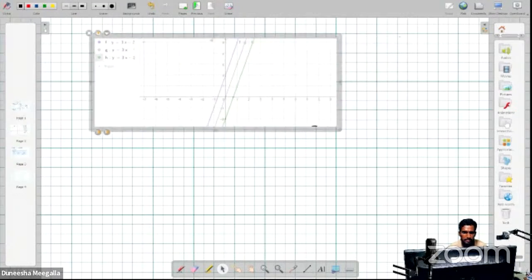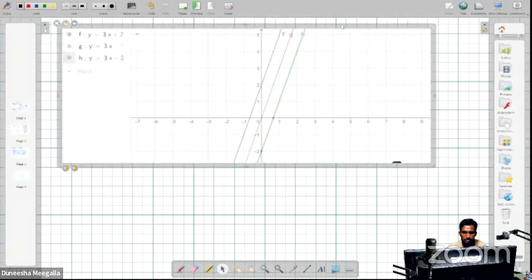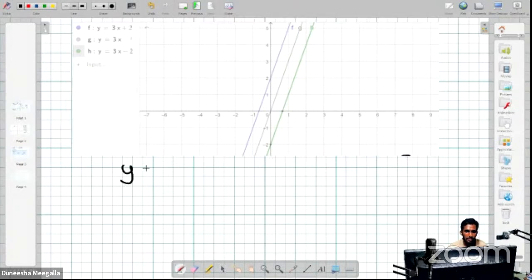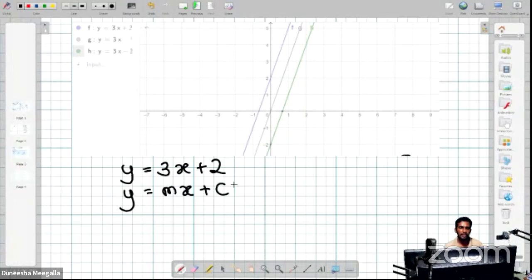I will explain this. y = 3x + 2. The form is y = mx + c. What is the gradient of this graph? Gradient is the slope, the slope in the positive x direction. What is that? It is 3, isn't it?